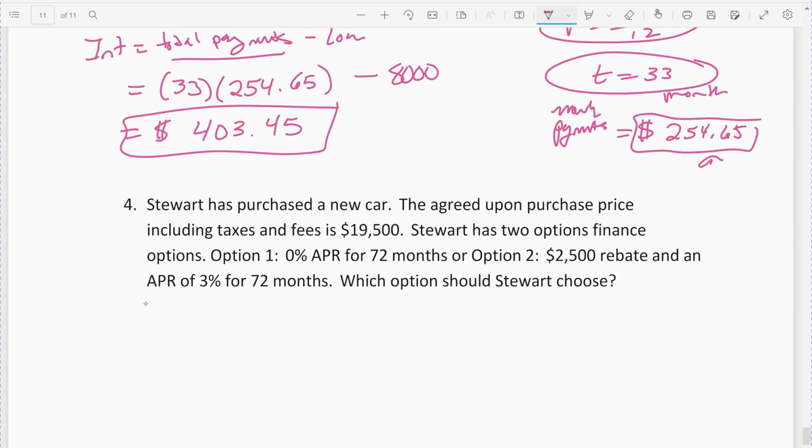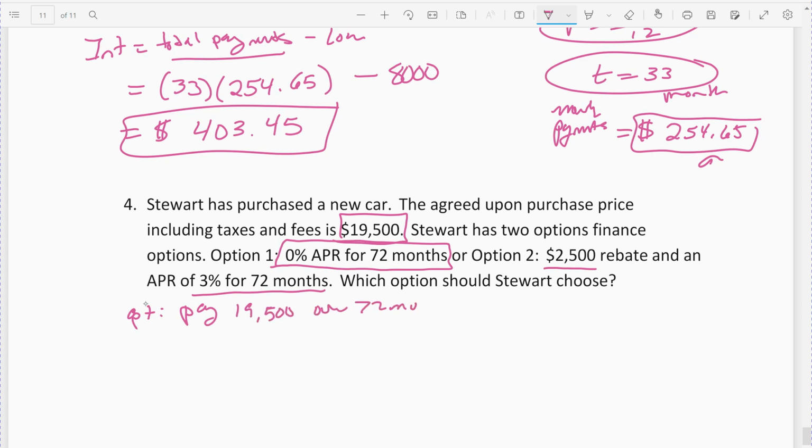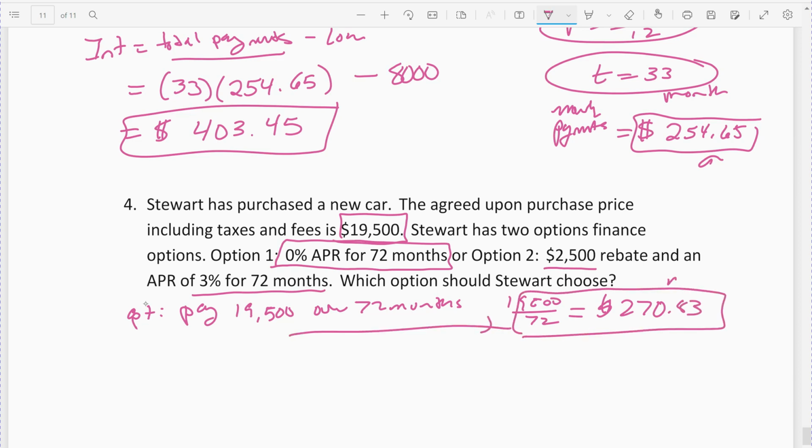Alright, Stuart purchased a new car. Agreed upon the purchase price, including taxes and fees, $19,500. He has two options to finance. Option 1, 0% for 72 months, which is a pretty good option. Option 2, $2,500 rebate and an APR of 3% for those same 72 months. Alright, so option 1, he has to pay $19,500 over 72 months. So take that 19,500 divided by 72, and that will give you your monthly payment if you choose option 1. So the monthly payment would be $270.83. You pay exactly $19,500, right? You just break it down over 72 months.